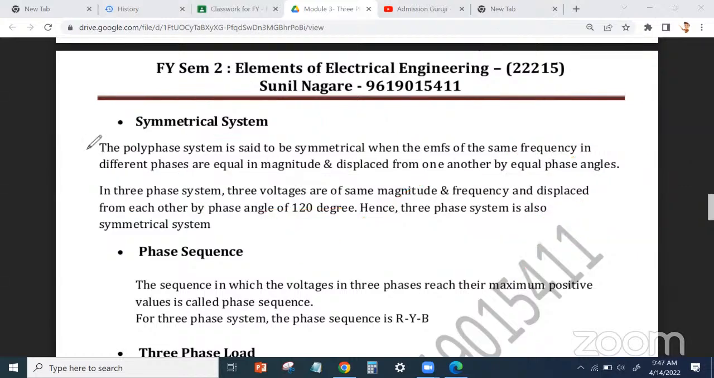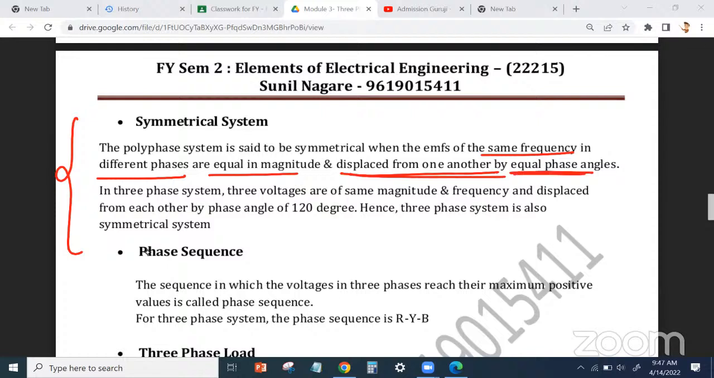Simply, let's go through the definition. So same frequency, same magnitude, different phase, and that is also displaced from equal phase. Displace मतलब उन दोनों में difference कितना, distance कितना. Okay. This is for polyphase and this is for three-phase. Same magnitude, same frequency, displaced from each other by 120. Okay. So just go through the symmetrical system.